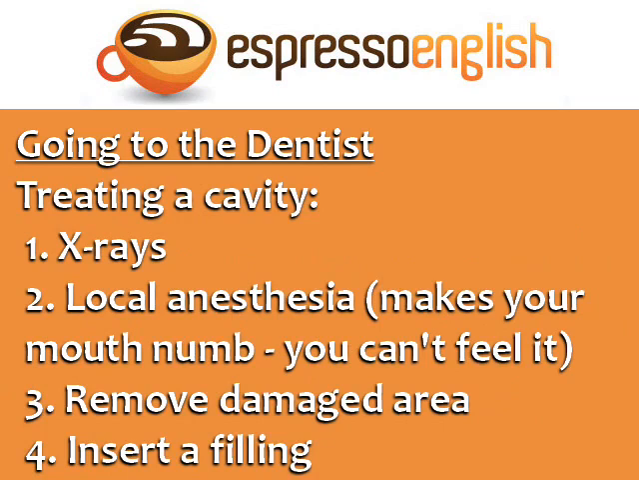If you have a cavity, the dentist will first do some X-rays to see the extent of the damage. Then she will give you local anesthesia, an injection that makes that area of your mouth numb, meaning you can't feel anything. She then removes the damaged area of the tooth and inserts a filling, which can be made of gold, silver, ceramics, or a synthetic material.